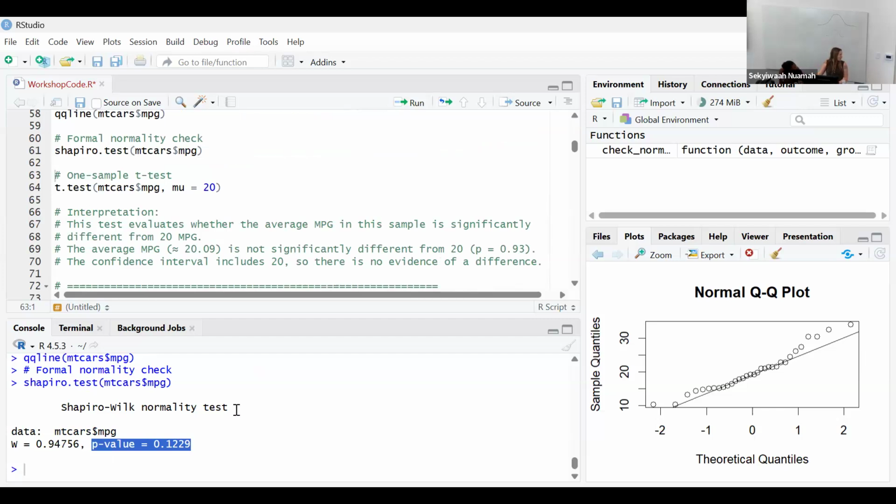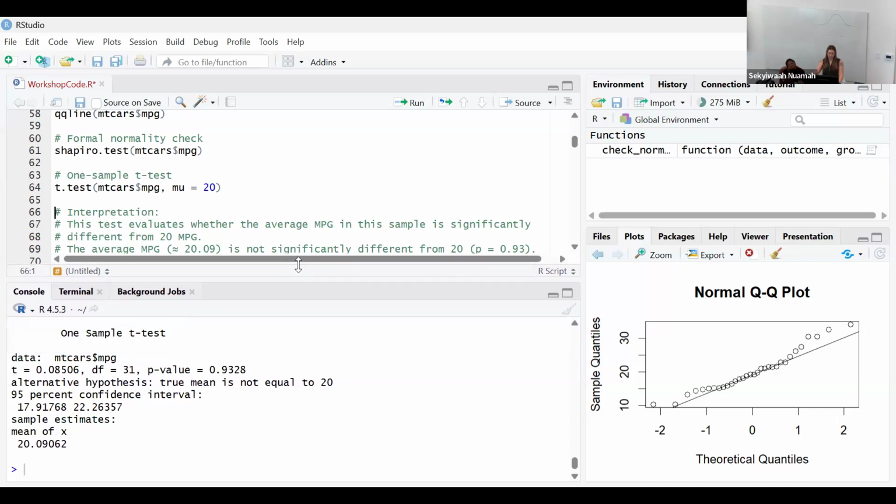Okay, so that means that we can reject the, is it reject? Okay, so we do not reject the null, and normality is met. So then we know that we have to have normality to run a t-test. So let's go ahead and run our one sample t-test.